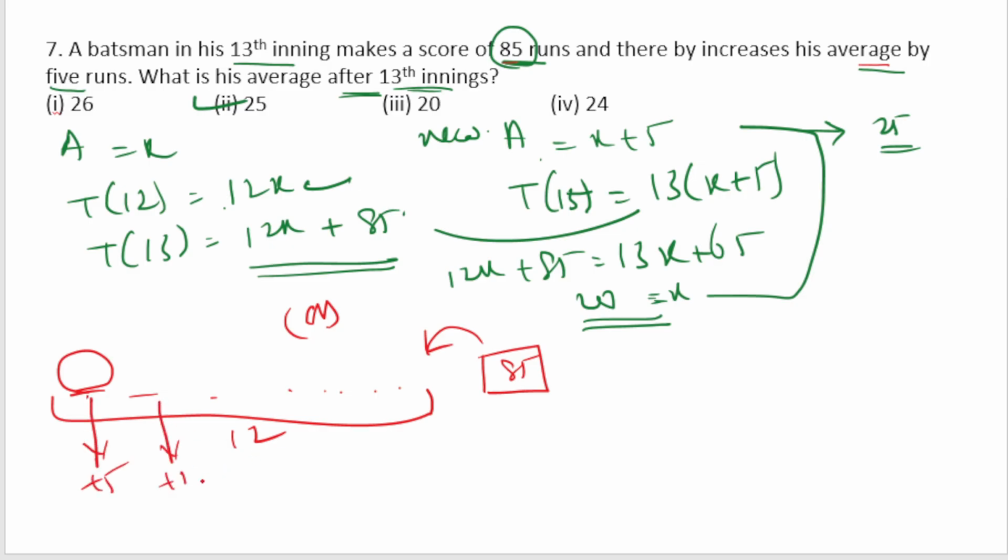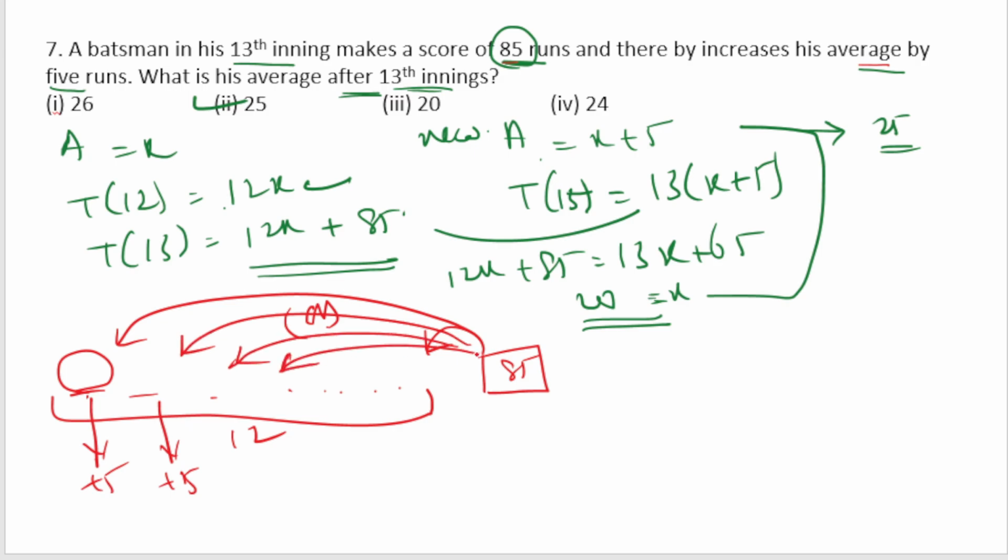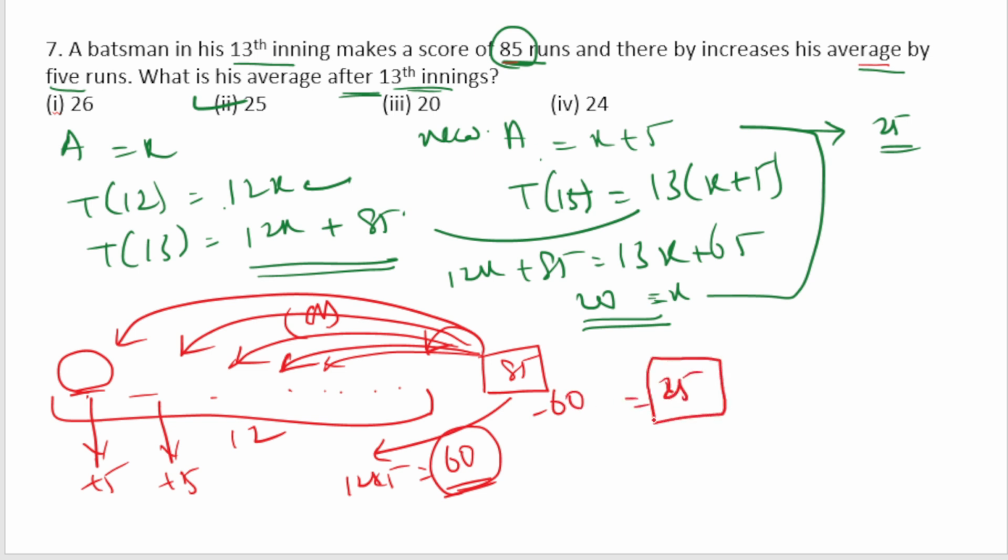Each of these 12 innings increased by 5. So he gave how many? He gave 5 to each of these 12 scores. So in total he gave 12 into 5, so he gave 60 runs in total. So when he gave 60, the remaining is 25. See here, the remaining 25 is the new average. 25 is the new average after the 13th innings. This is the answer, 25. Second option.